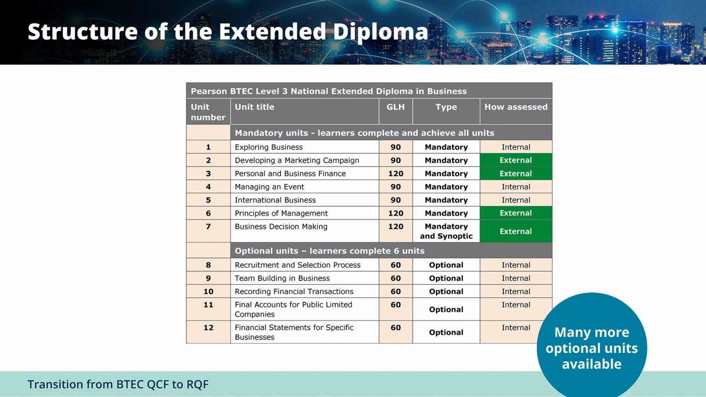This slide shows the structure of the extended diploma. Please note that there are now more mandatory and fewer optional units than there were in the QCF BTEC Nationals. There is also another difference. You'll see that the mandatory units have to be both completed and achieved, whereas the optional units just have to be completed. This allows for compensation.